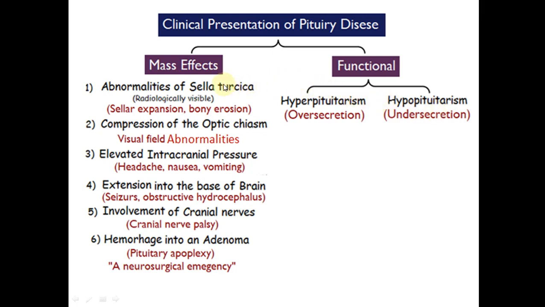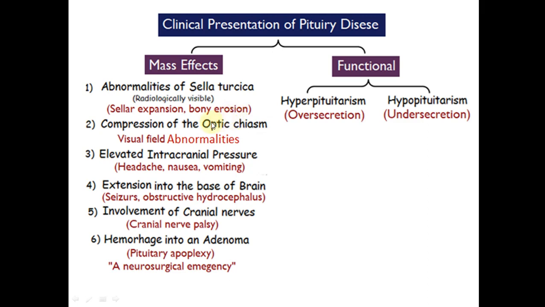The mass effects of the tumors, in addition to their functional effects associated with excess secretion of the pituitary hormones, will result in abnormalities of the sella turcica. As we know, the pituitary gland is located and confined to the bony space known as the sella turcica, so if a tumor develops and becomes enlarged, it will cause sellar expansion and sometimes it may lead to bony erosions.